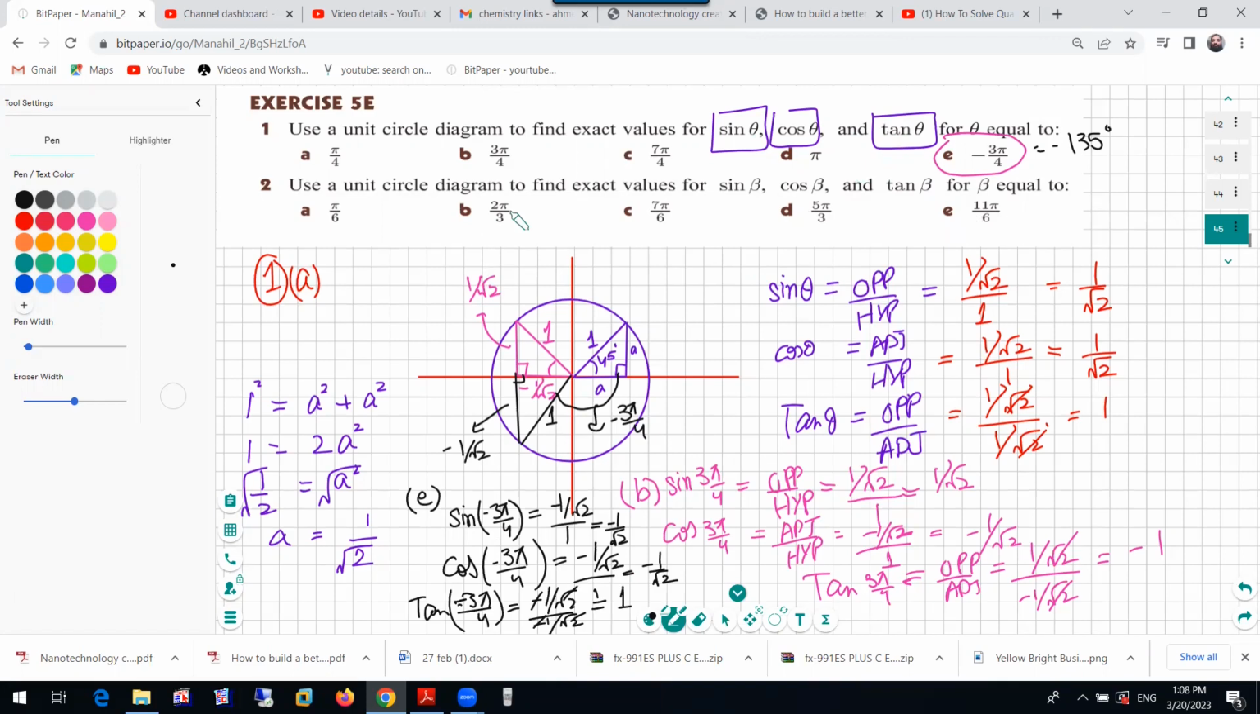Now, in question number 2, we have a unit circle diagram to find the exact values of sine beta, cos beta, and tan beta. And this time we have the multiples of pi by 6 and the multiples of pi by 3 in these parts. So I'm going to solve this question as well.